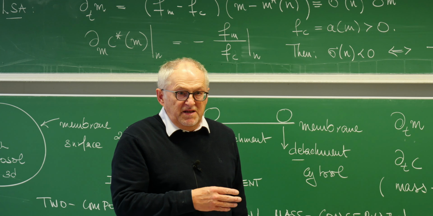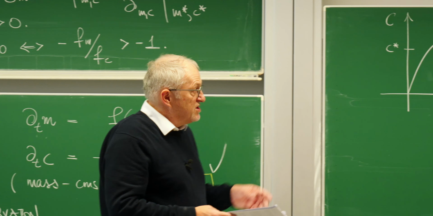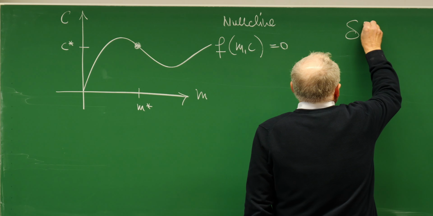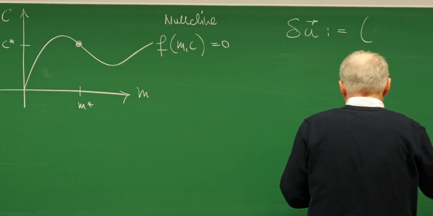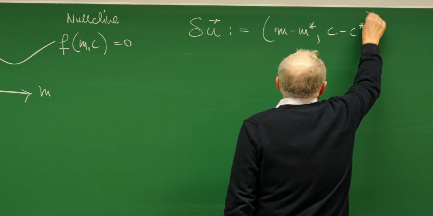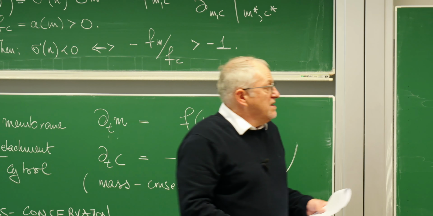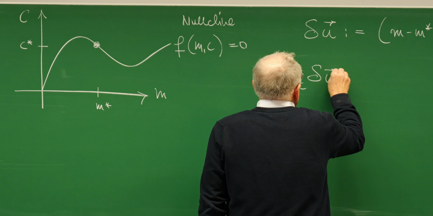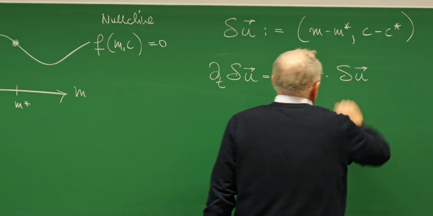But you can also analyze it in 2 dimensions. And that has an advantage, as you will see. Later on, when we do the spatially extended system, this will become even more important. So let's define deviations or perturbations now as delta M being M minus M star and delta C being C minus C star. And that defines this perturbation vector delta U. Then you can write the equation that we have as a Jacobian times delta U.